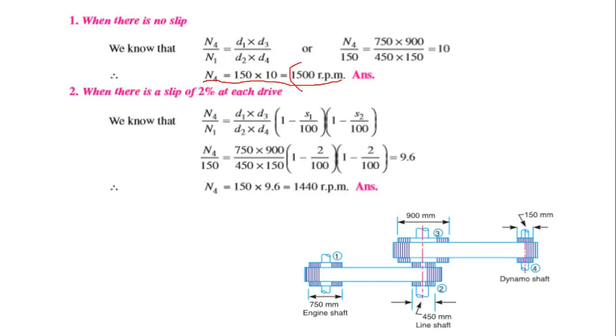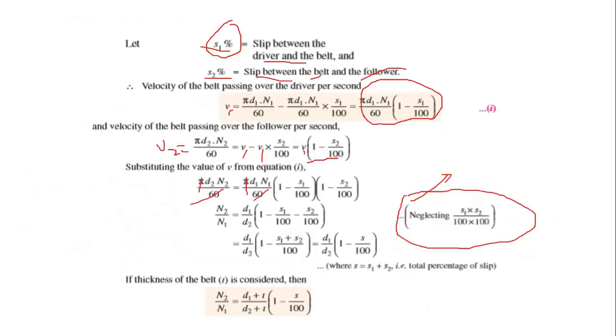And in the second case, when 2% of slip occurs, what is the speed of the dynamo? Now we can write the equation, students, from here. We can see here this velocity equation, right?